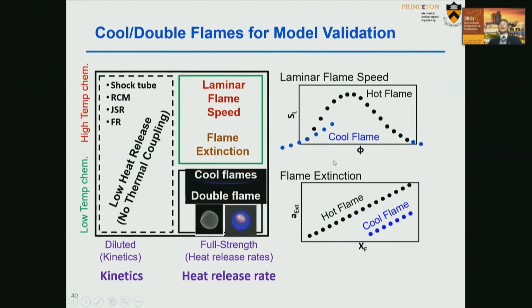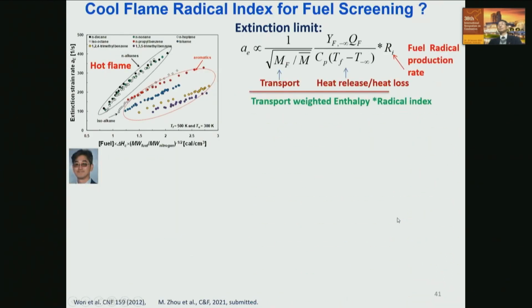So summarizing that, previously we have shock tubes, RCM, JSR to validate chemistry. We have nominal flame speed to constrain our model. But now we have cool flames. We have shock tube cool flames. We have droplet diffusion cool flames that provide new data to validate the reactions.